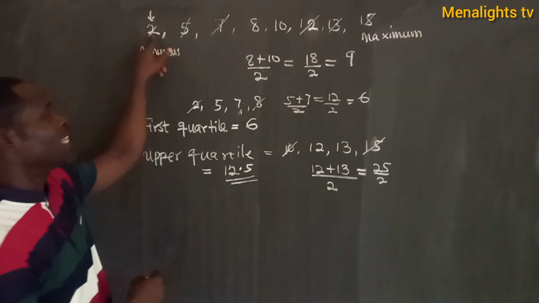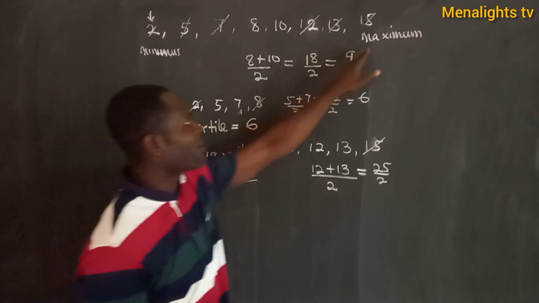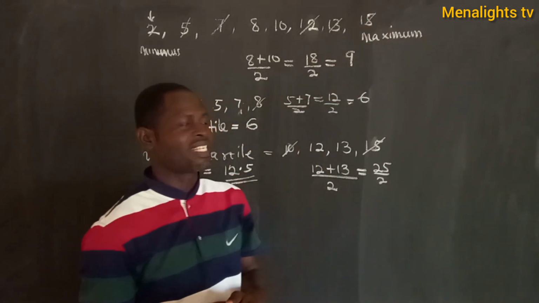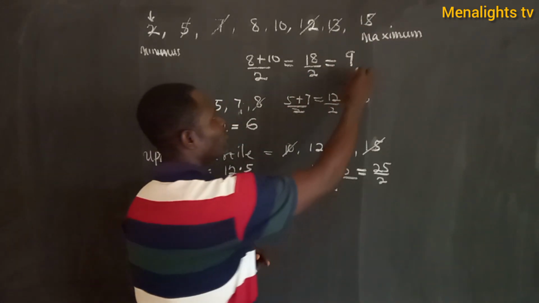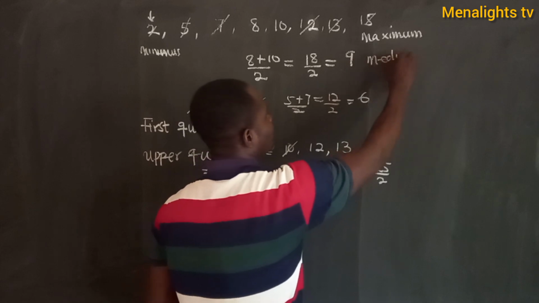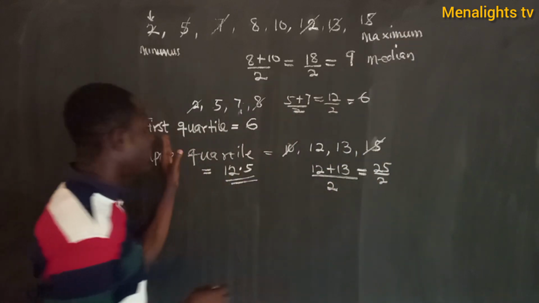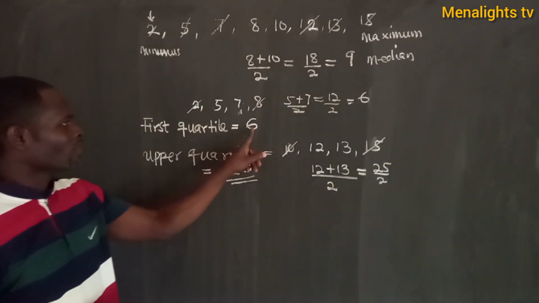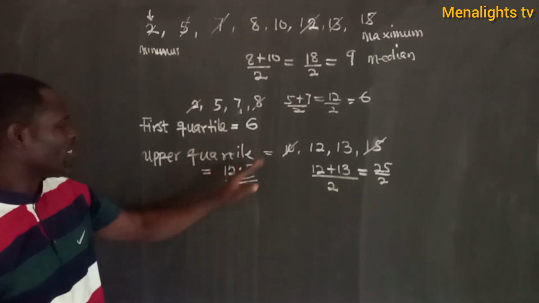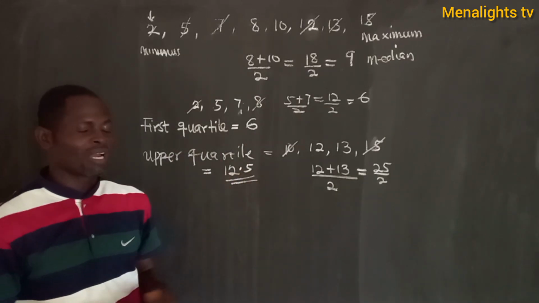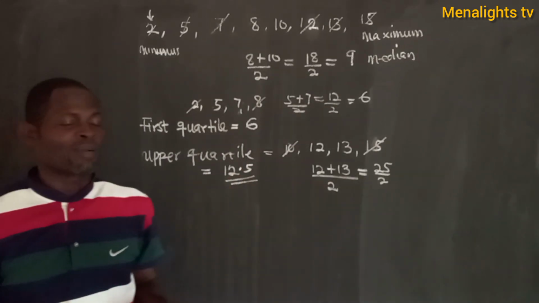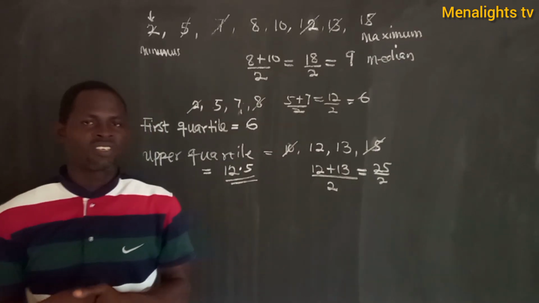Our minimum is the number 2. Then we have our maximum, which is the number 15. Then we have our median, which is 9. So 9 here is our median. Then we have the first quartile, which is 6, and then the upper quartile, which is 12.5. So we are going to draw the number line and then draw the box and whisker plot on it.